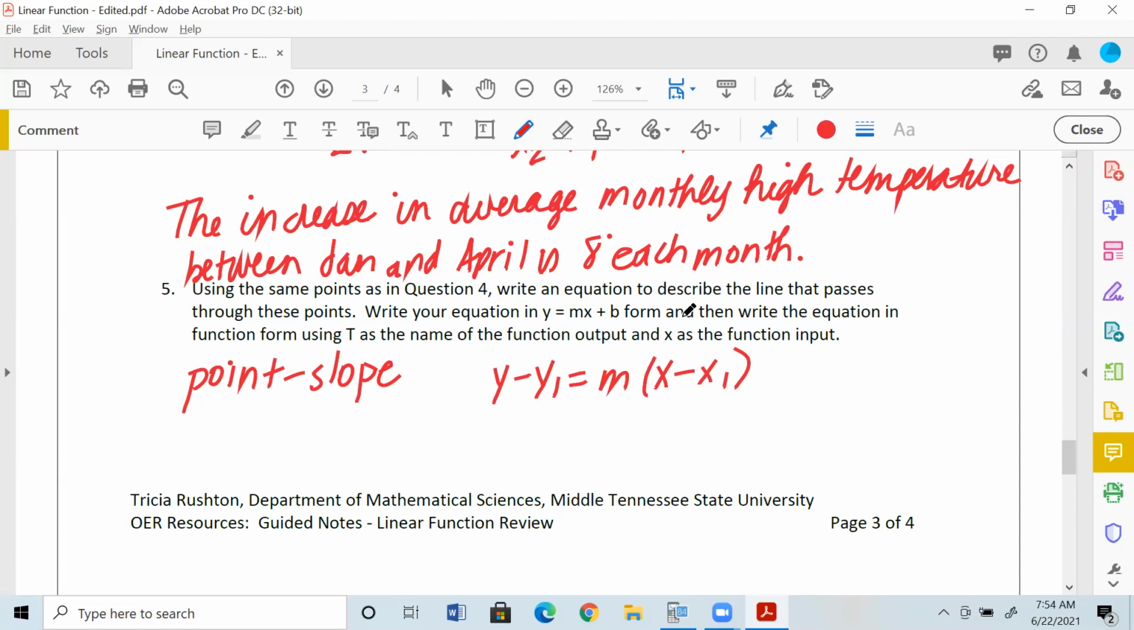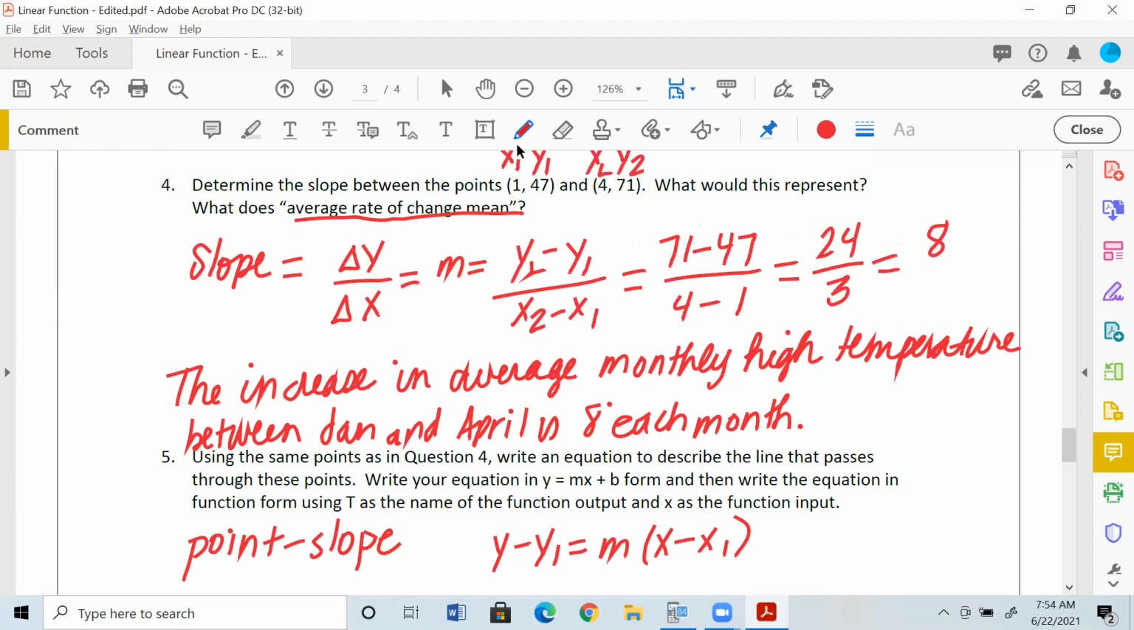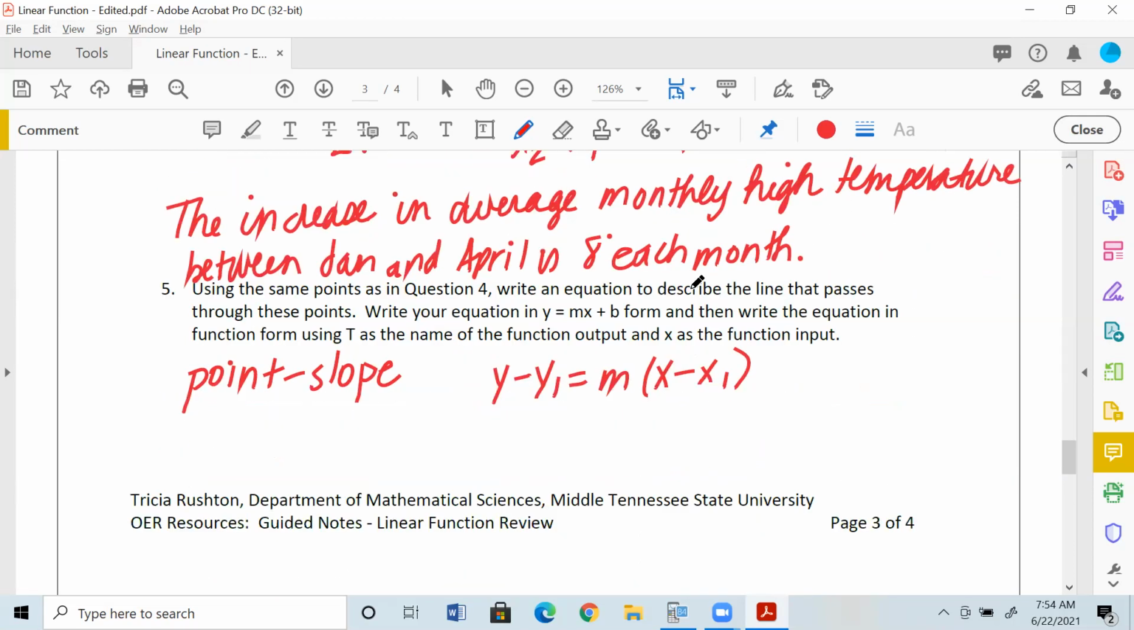We've already found the slope above, that is our 8. We will also want to use one of the points with it. Now you can use either point, but for consistency, I will stay with the point 1, 47. I'll write this out to the side. This was our x1 and our y1. So we would write y minus 47 equals 8 times x minus 1 and simplify.